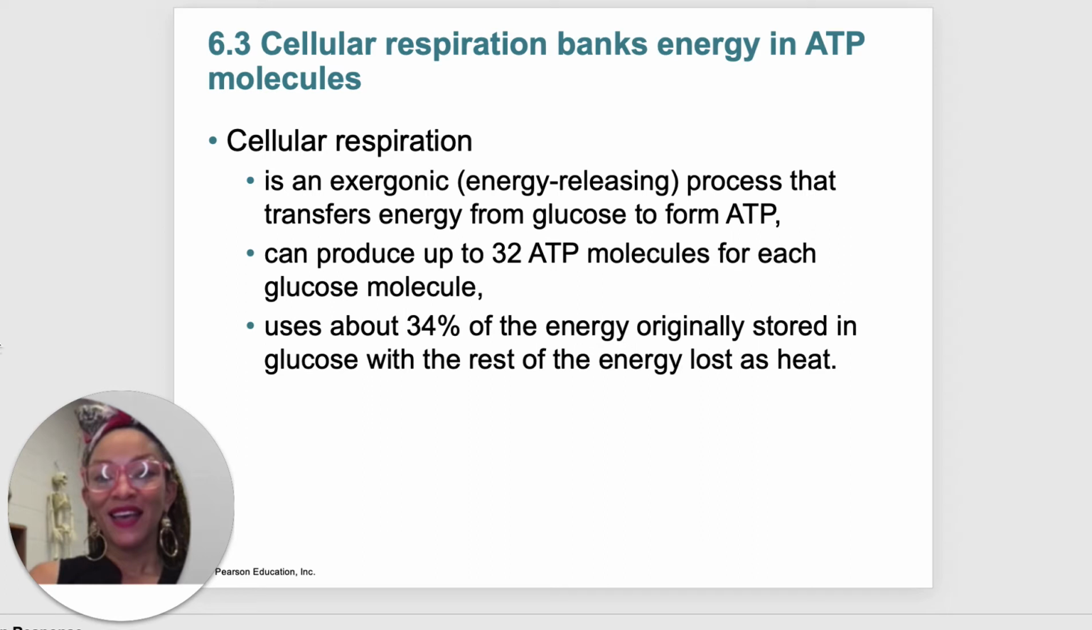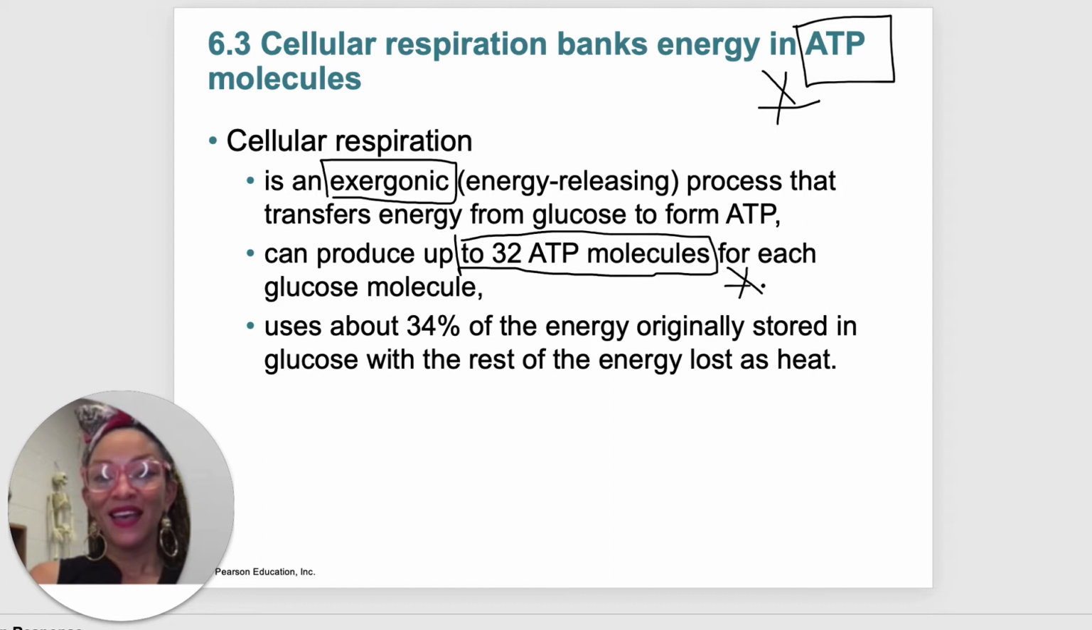All right, so cellular respiration helps to bank or build up energy in the form of ATP. That's a very important molecule to remember. It is an exergonic reaction, which means that energy is exiting, typically in the release of heat. It can produce up to 32 ATP molecules. So remember this, I'm going to put a big giant star for it: for every single glucose or sugar molecule that we eat, we're going to make about 32 ATP molecules.